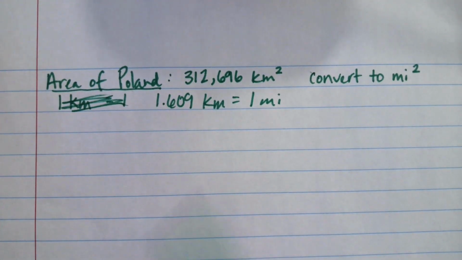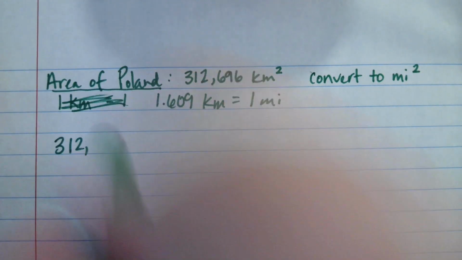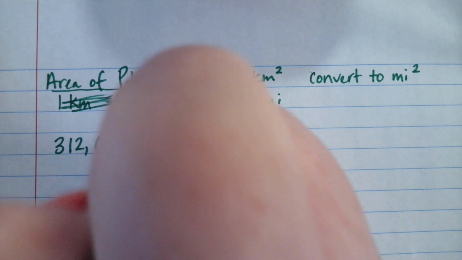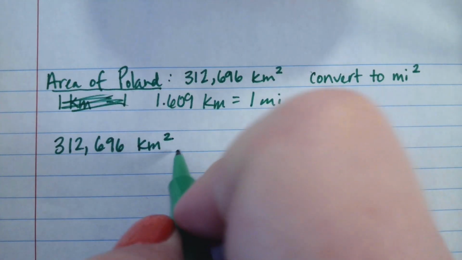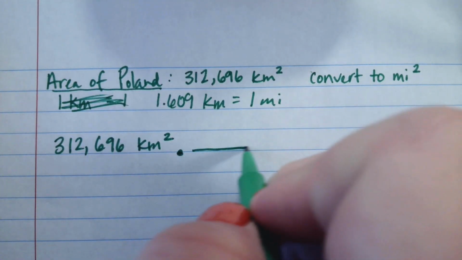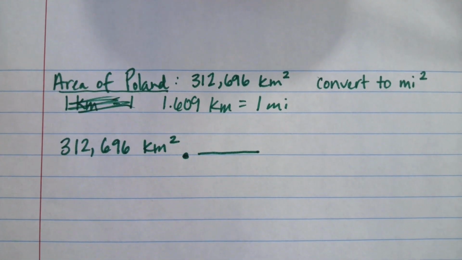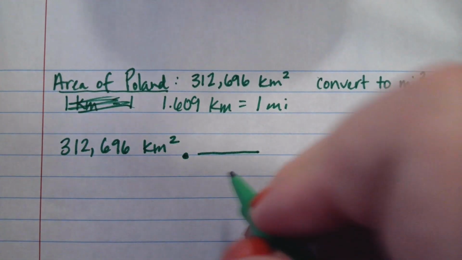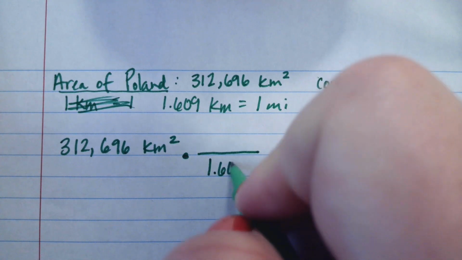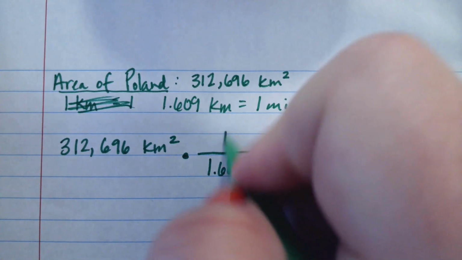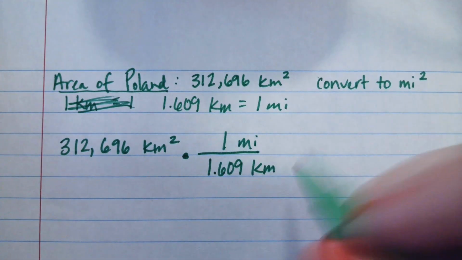And here's the deal, right? I'm going to start off with my 312,696 kilometers squared. And this first step you guys should be fine with. Let's put the kilometers on the bottom and the miles on the top. So 1.609 kilometers and 1 mile.